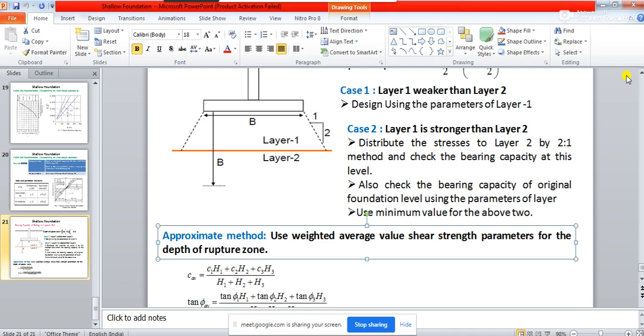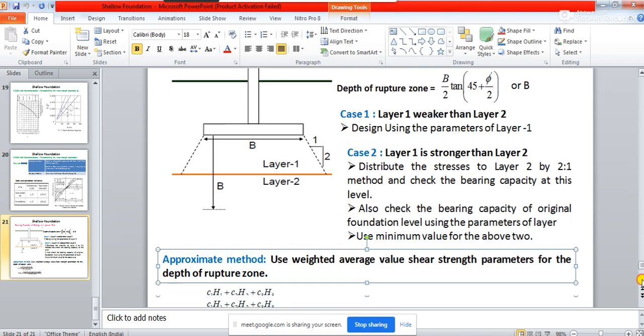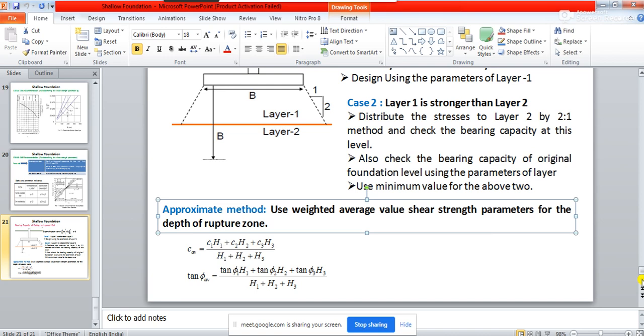Okay, so this is what the codal provisions or different researches have given for multiple layers of soil. This looks a little bit complex to understand, but if you do it by hand in your calculation, then you will see it is very simple. Now the third method, which is very simple to do, is called the approximate method.